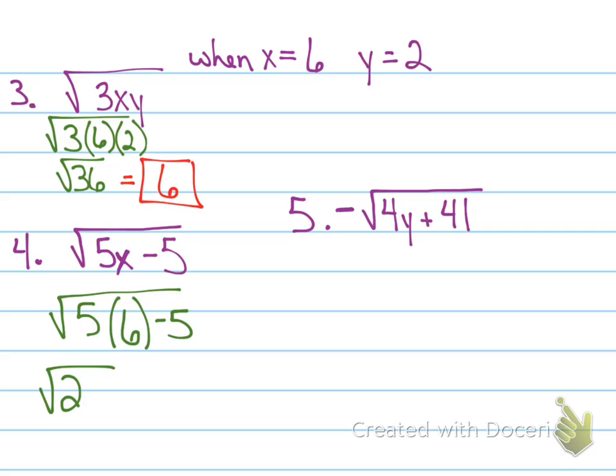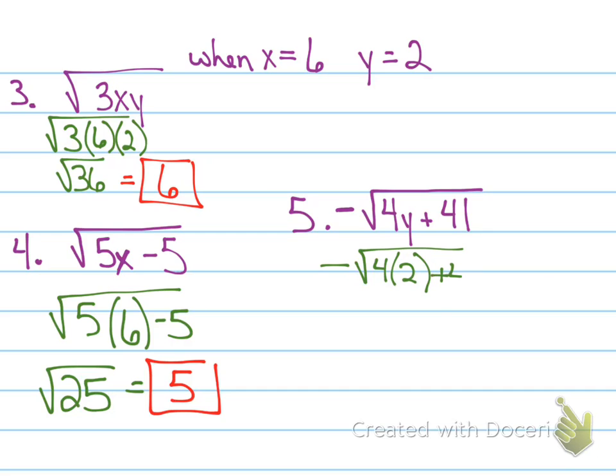Then at that point, 5 times 6 is 30, minus 5 is 25. You can do all of this part on your calculator. Square root of 25 is 5. All right, number 5. Negative square root of 4 times 2 plus 41 would be the negative square root of 49, which is negative 7. So your answer, guys, with radical expressions, it's one or the other. It's positive or negative. It's not both. When is it both? When I'm solving what?